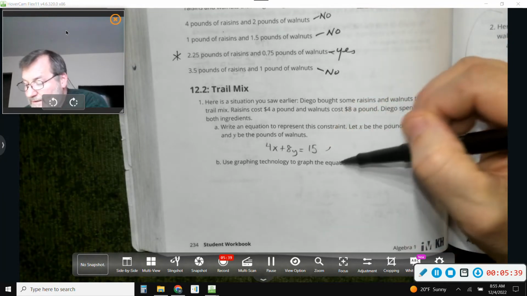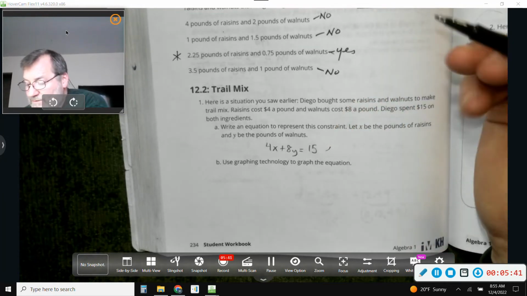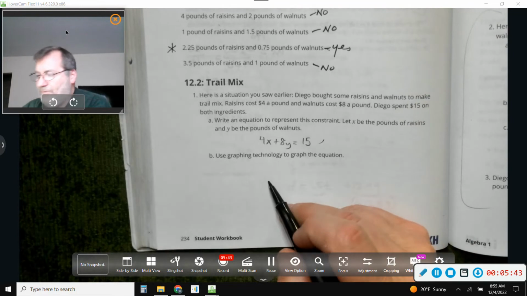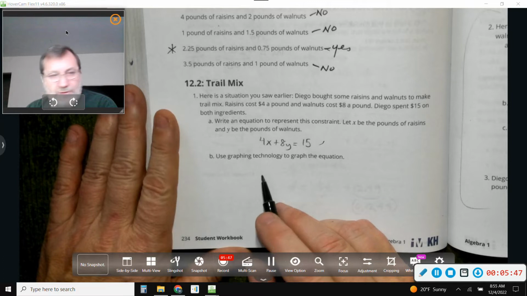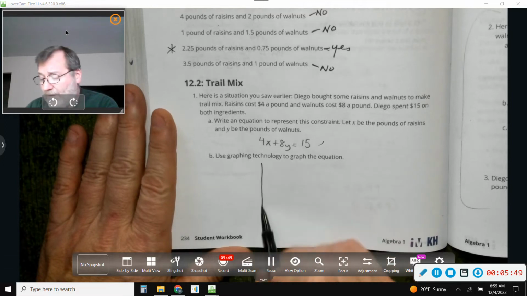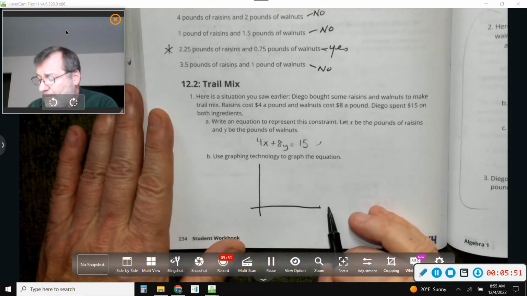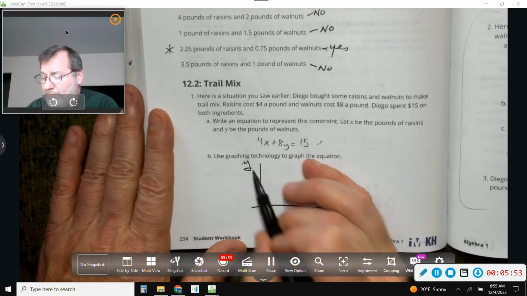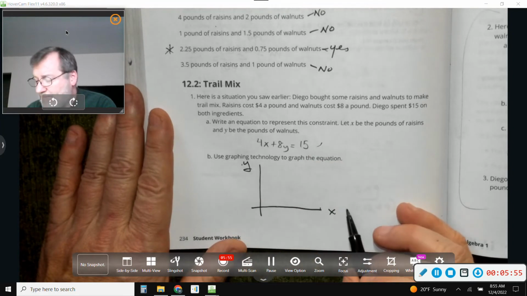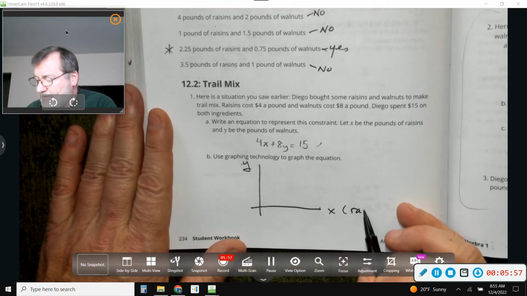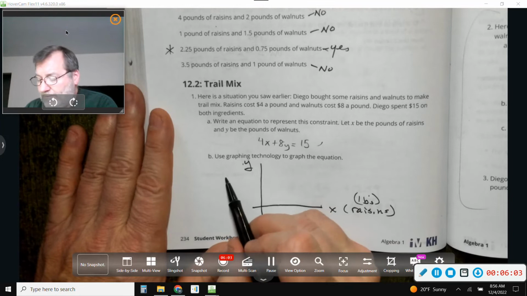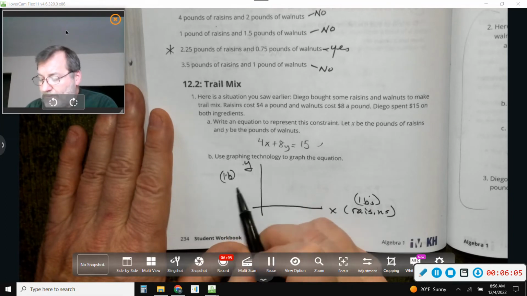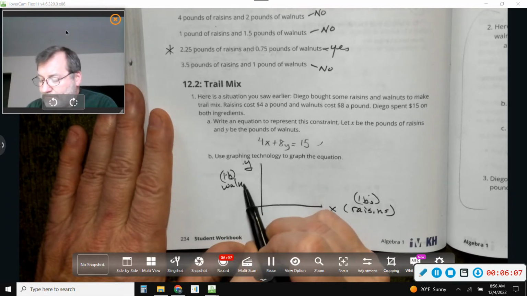Use graphing technology to graph the equation. Well, I'm not really big into using the graphing technology. I mean, you can. There's nothing wrong with it. I'm kind of old school, and so I like to go about it the old-fashioned way. I'll put up an x and y axes. The x, of course, is pounds of raisins, and the y is going to be in units of pounds, and that's the walnuts.